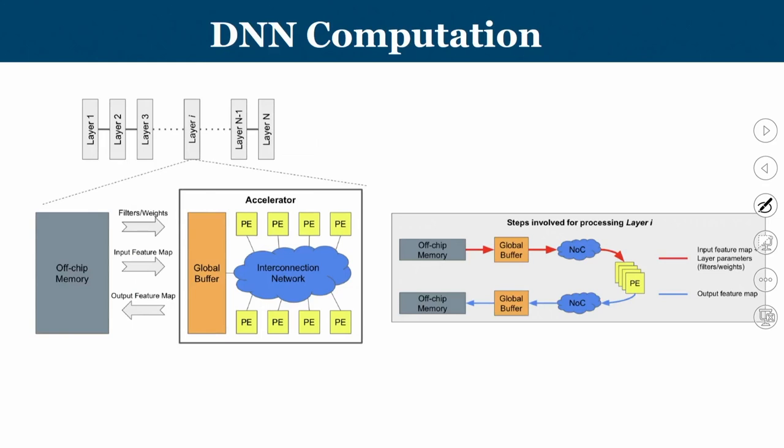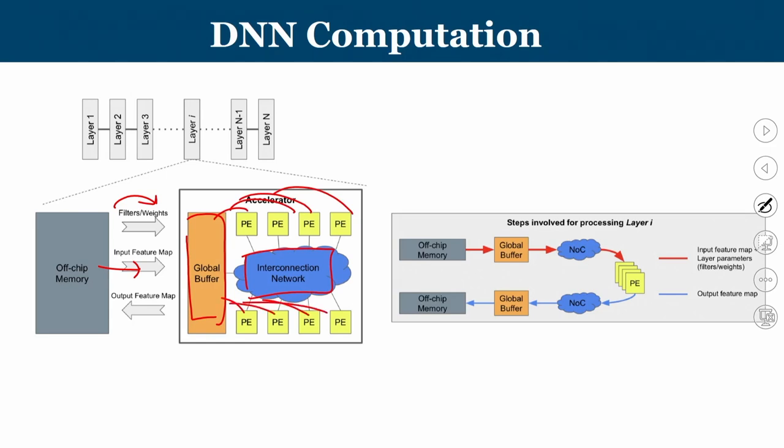You have your filters or the weights, and the input features, which come into a global buffer. Then these convolutions are done in the processing elements that you can see, in a tiled chip multicore architecture which you have seen. We have an NOC that connects these PEs.